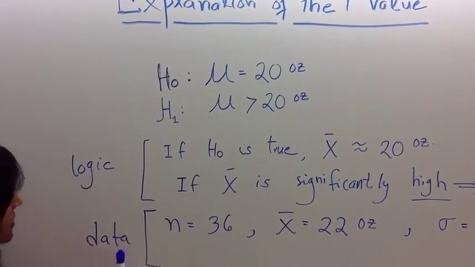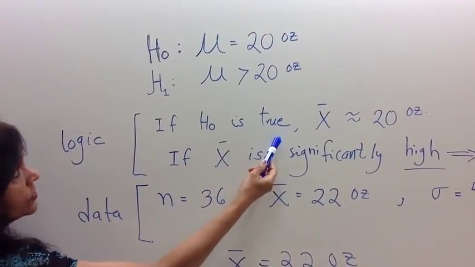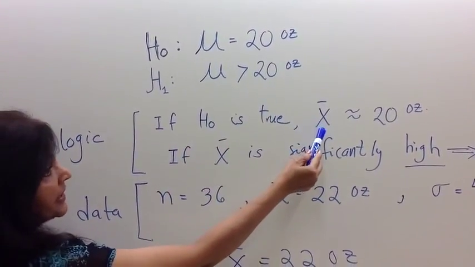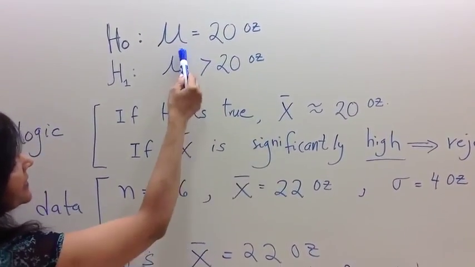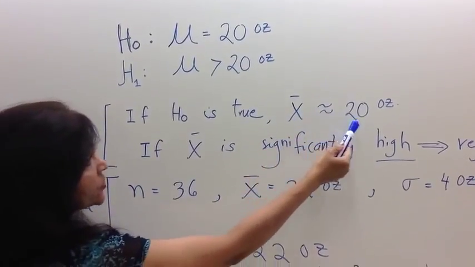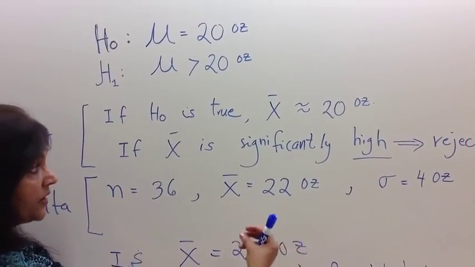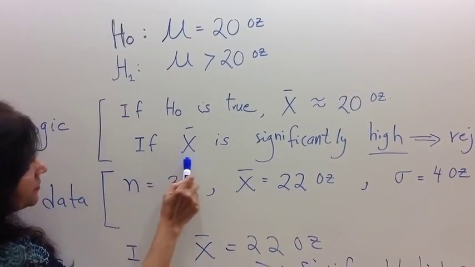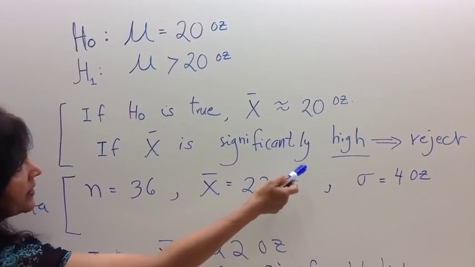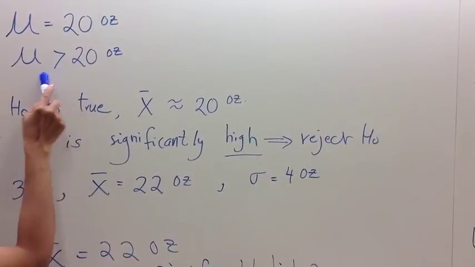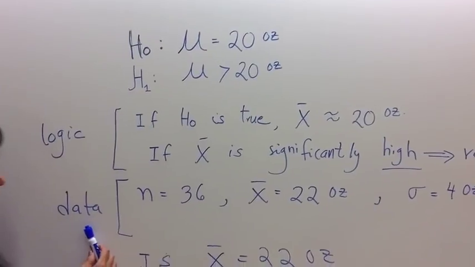So here is the logic of hypothesis testing. If the null hypothesis is true, then if you take a random sample and calculate the sample mean, under the null hypothesis the sample mean should be close to 20 ounces, because sample mean and population mean are expected to be close. But if the sample mean is significantly higher than the expected value of 20, then we will reject the null hypothesis and we will establish the alternative. So now we collect the data.